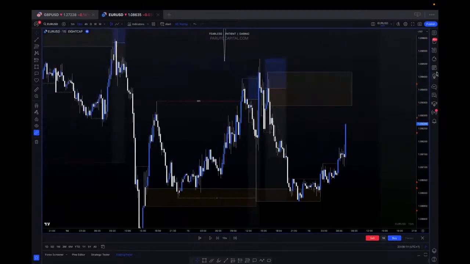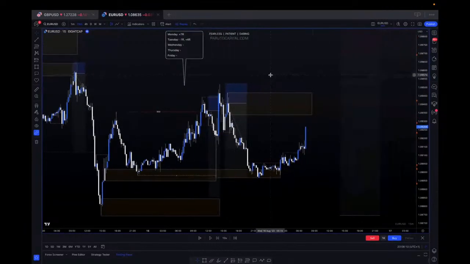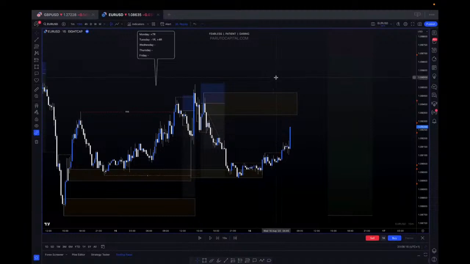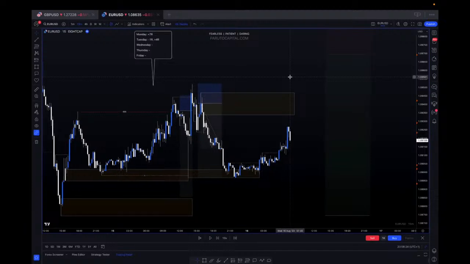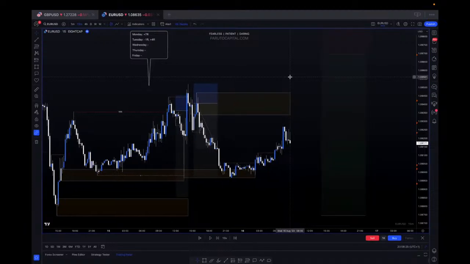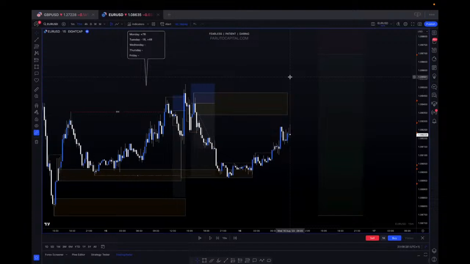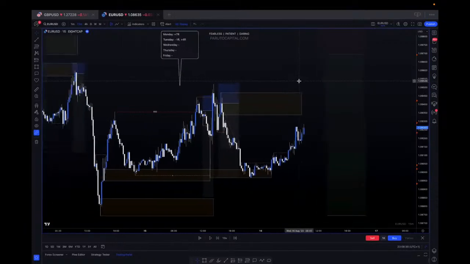Okay, so that's one there. Yeah, that's even the major POI actually. So let's see what happens, right? So 7:15, 7:30, okay, 8:15. Okay, price is pushing into this area.